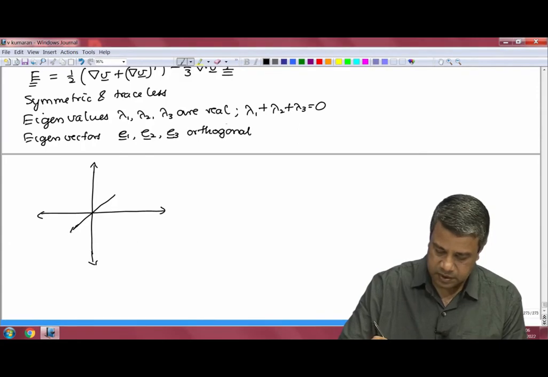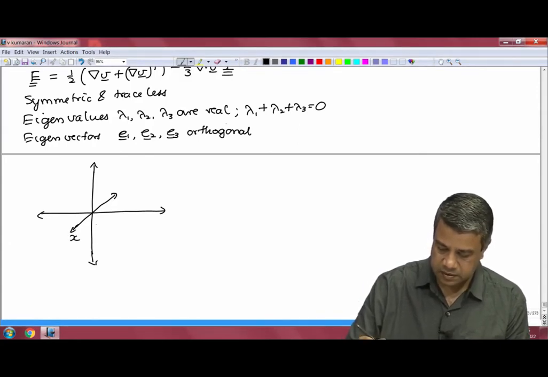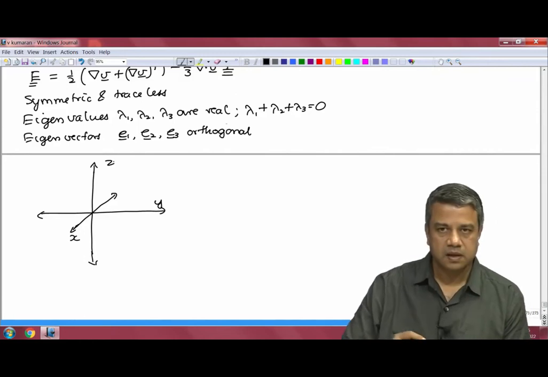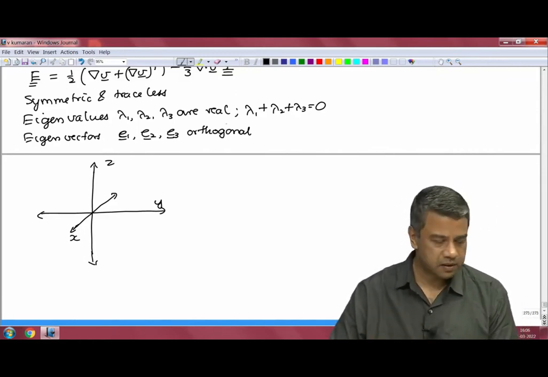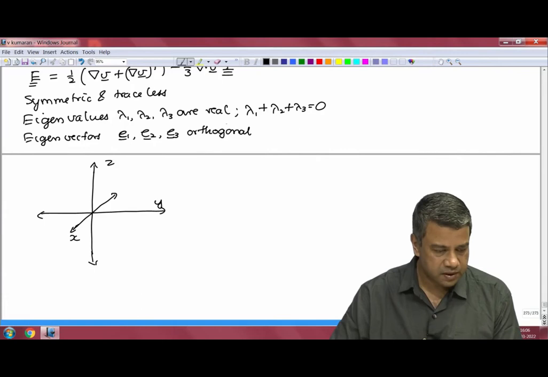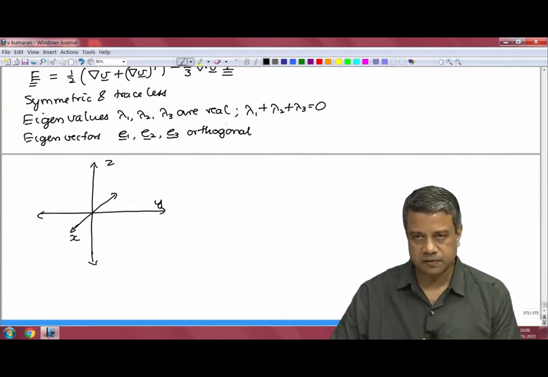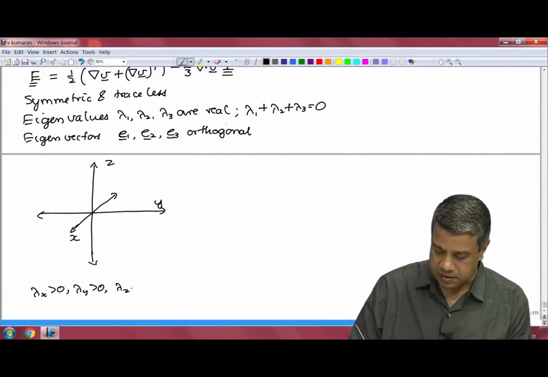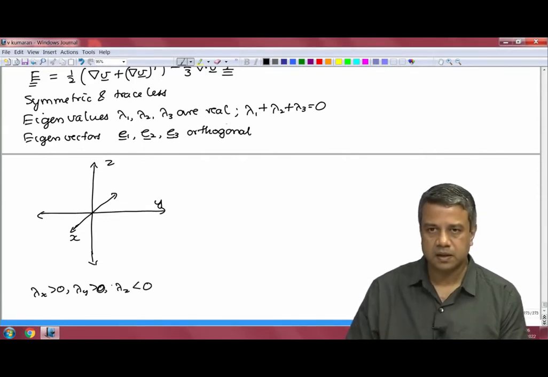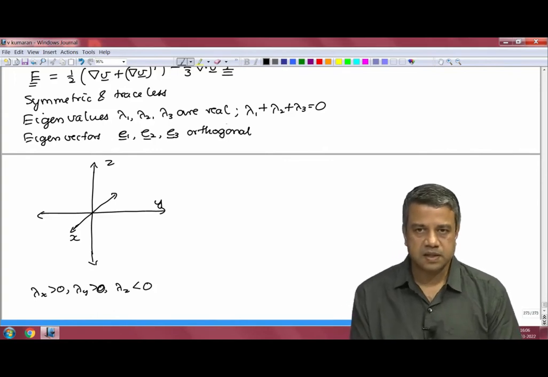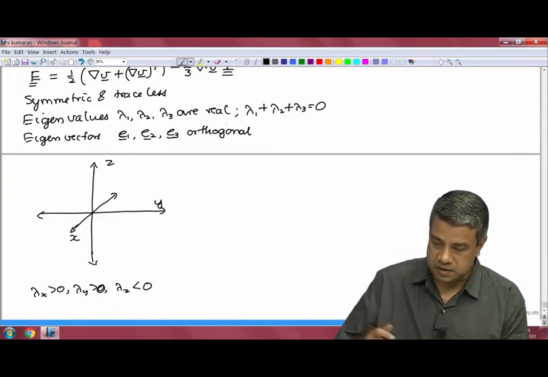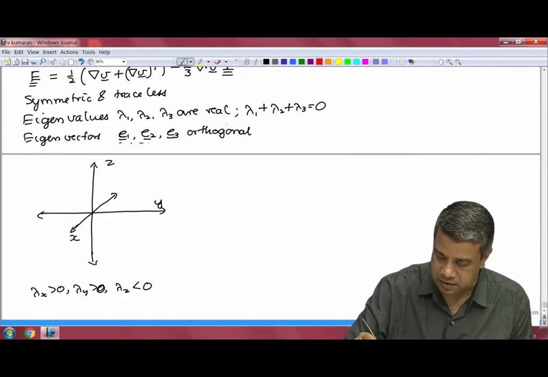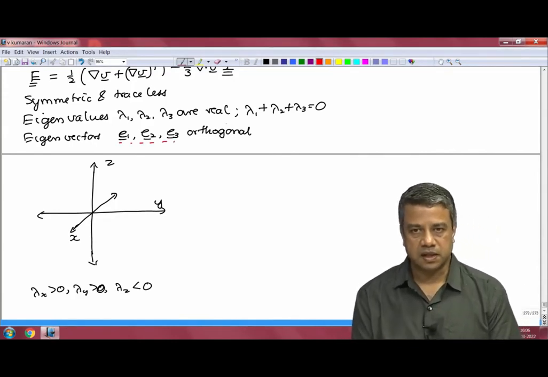So I am drawing a 3-dimensional space here, x, y and z. X is perpendicular to y and z, it is perpendicular to the plane. You could have 3 different types of deformation. One is if lambda x greater than 0, lambda y greater than 0, lambda z less than 0. These x, y and z that I have plotted here are the principal directions, along these coordinate directions, because these eigenvectors are orthogonal.